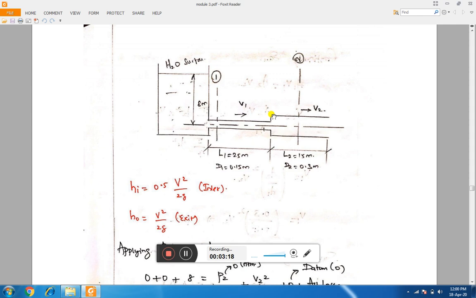Apart from that, we have head loss due to inlet from the tank to the pipe 1 as inlet loss, and exit loss from the pipe 2 to the atmosphere. So there is an exit loss here. It is given as 0.5 V square by 2g as inlet loss, and V square by 2g as exit loss. So what are these velocities? We will discuss while solving the problem. So remember these two formulas as inlet and exit losses.